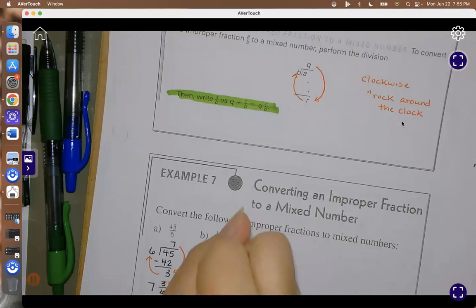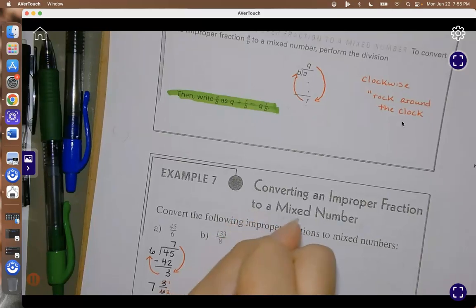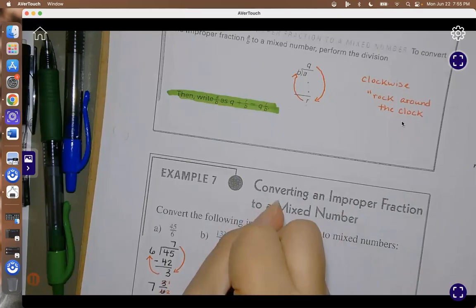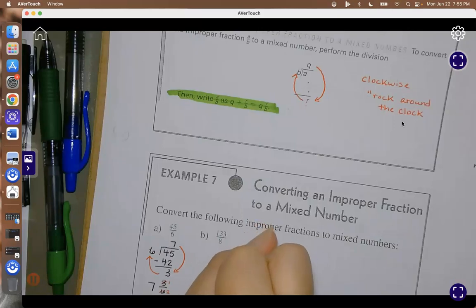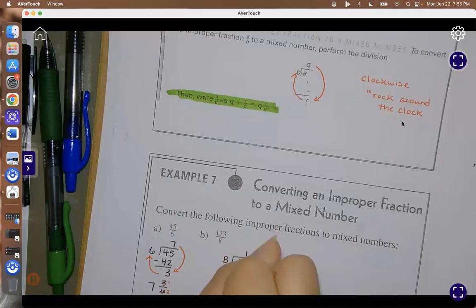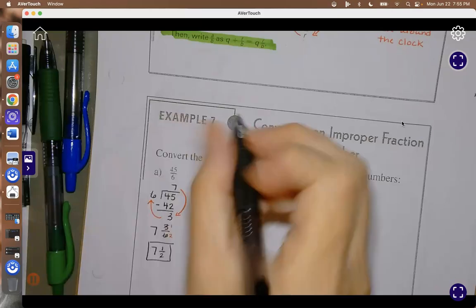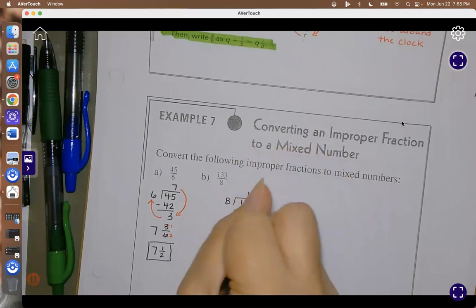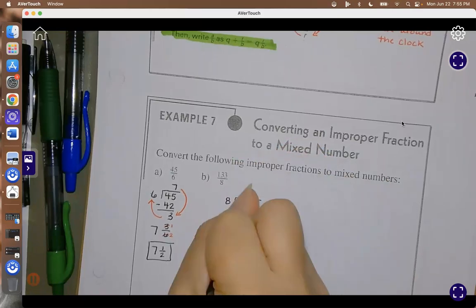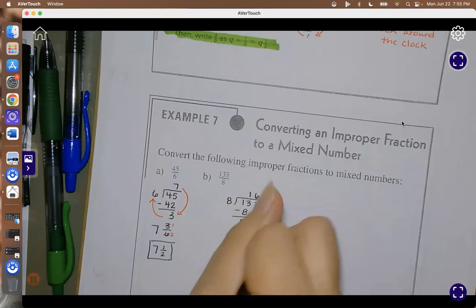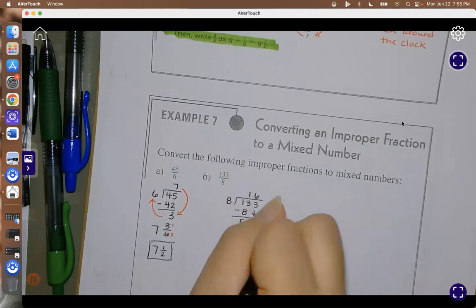Okay, let's divide 8 into 133. So 8 won't go into 1, but it'll go into 13 one time. 8 times 1 is 8. Subtract, that's 5. We bring down the 3. So let's do some 8s. 8 times 5 is 40. 8 times 6 is 48. 8 times 7 is 56. So it's going to be a 6. That's 48. When we subtract it, that gives me a 5. I can't divide 8 into 5.